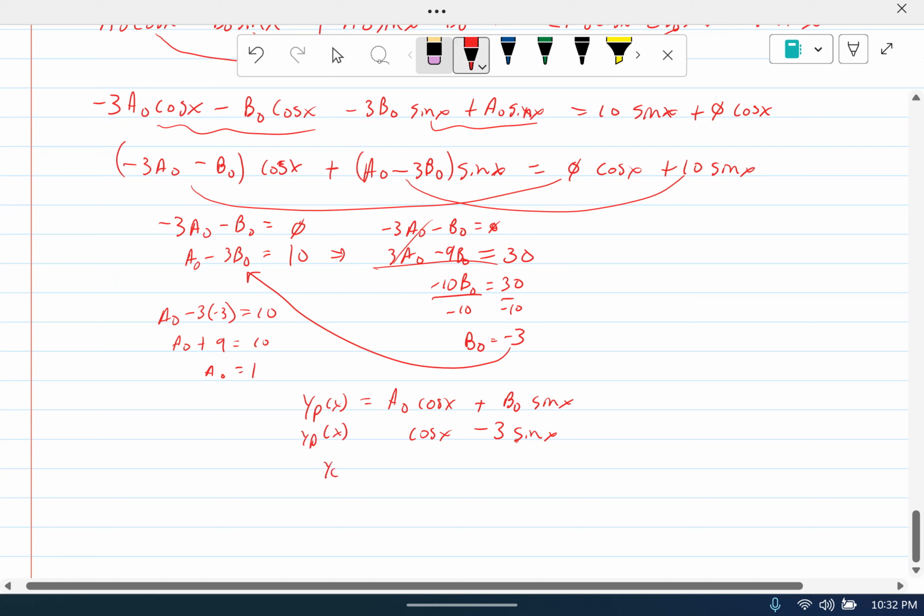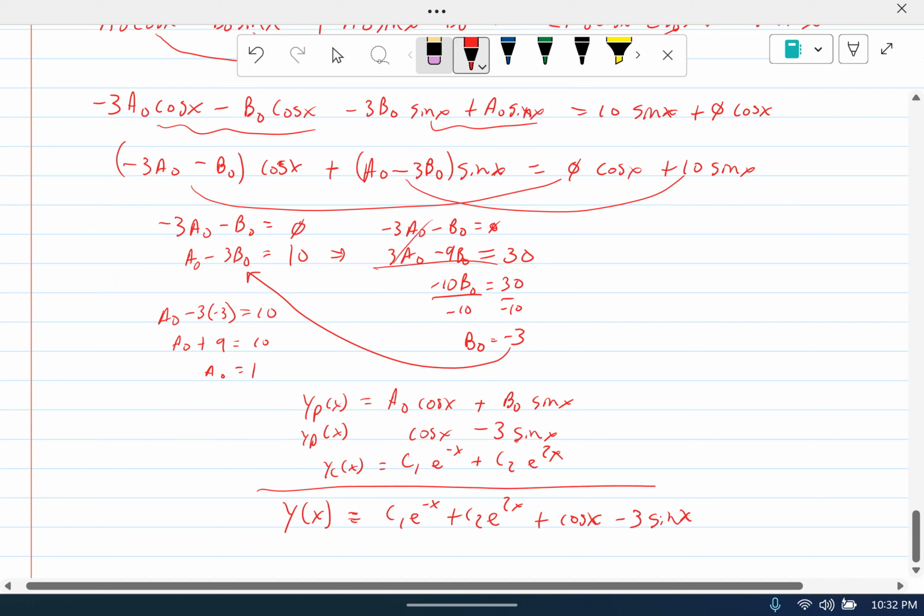What was our y c of x again? y c of x from above was c1 e to the negative x plus c2 e to the 2x. And so our general solution is going to be putting these two together. y of x is equal to c1 e to the negative x plus c2 e to the 2x plus cosine x minus 3 sine x. And that's my solution.